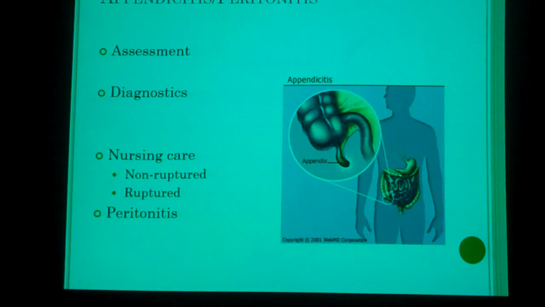For a ruptured appendix, pre-op, you're going to do an NG tube, IV fluids, and an antibiotic. Post-op, you're going to do respiratory, vital signs, pain control, incision assessment, bowel sounds, IV fluids, antibiotics, and an NG.